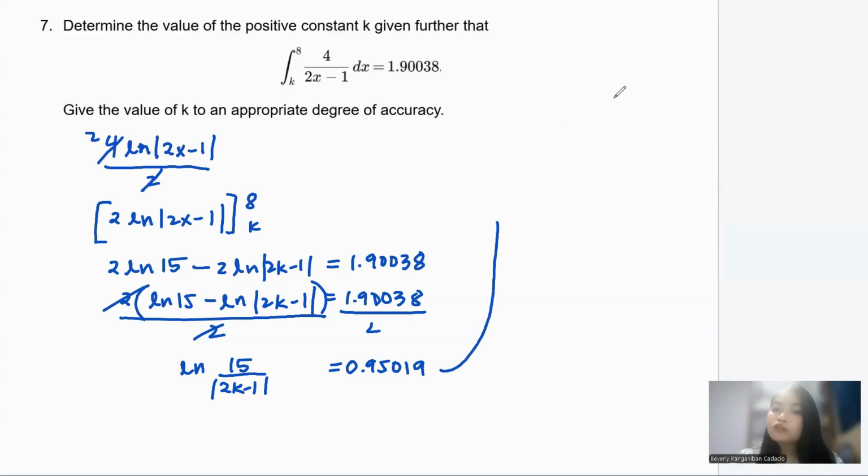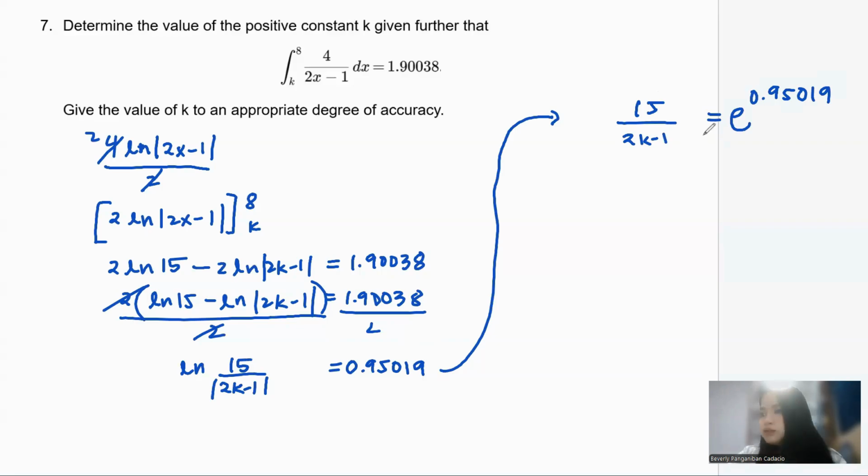And you know that if you have ln, it means that the base will be e and this is the exponent of your Euler, which will become e raised to 0.95019, and you can just disregard the ln because again, you already converted it from logarithmic to exponential form. 15 over 2k minus 1. Now, at this point, actually, you can just disregard the absolute value because there's no negative.